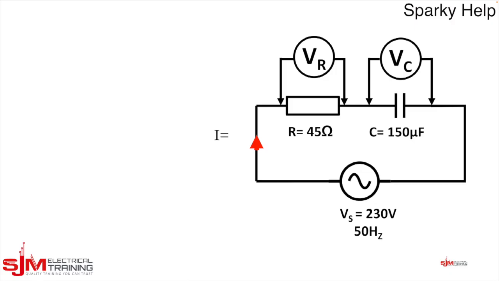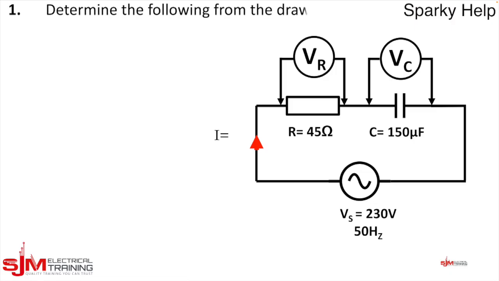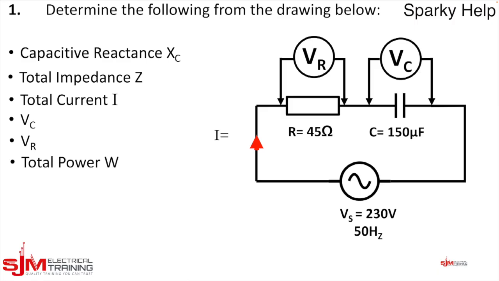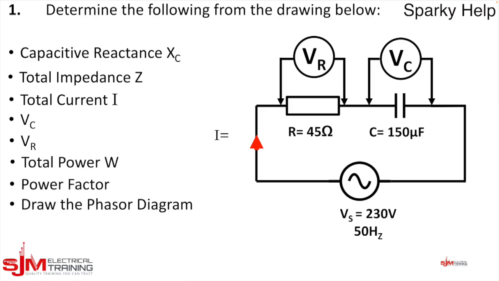There's our circuit then, a resistor and capacitor connected to a 230 volt 50 Hz supply. And as always, let's start with a calculation. Here's a question then determining the following. We're going to work out capacitive reactance, total impedance, total current, the voltage across the capacitor, the voltage across the resistor, total power for the circuit, the power factor, and we're also going to draw the phasor diagram.